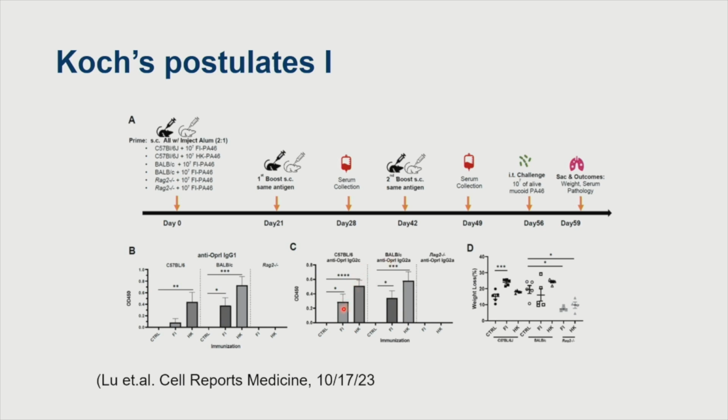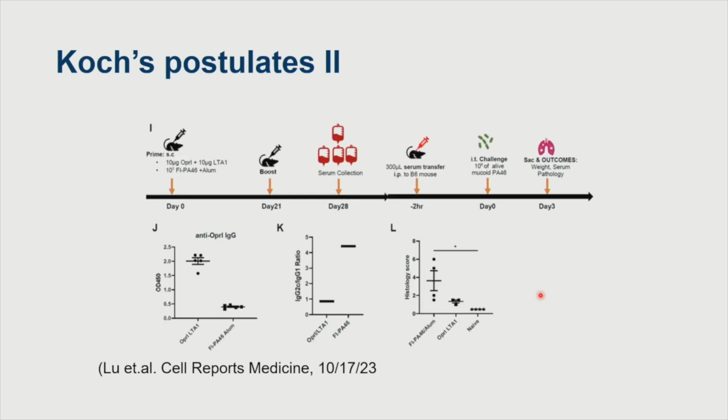So in animals that have this high IgG2C complement activating antibody response, when you infect them with mucoid Pseudomonas, they have greater weight loss and increased lung pathology.